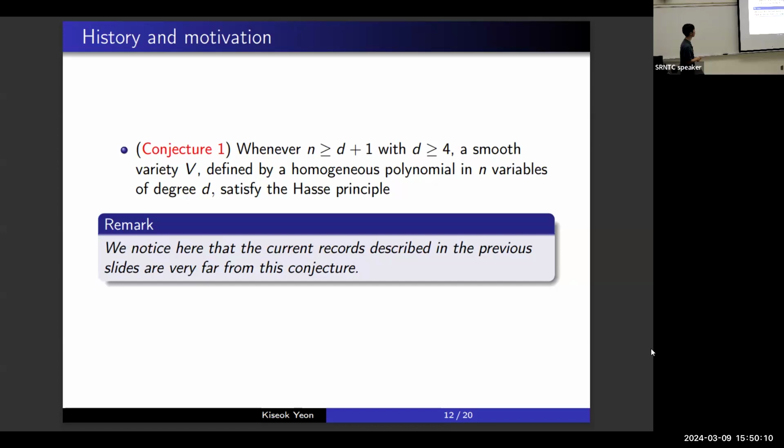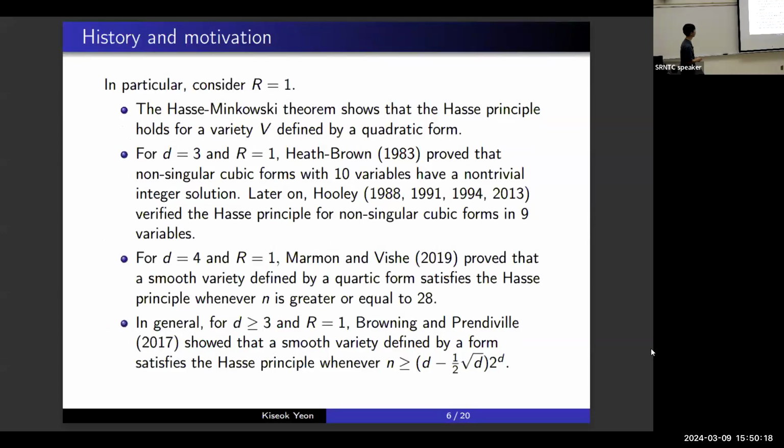You see that our current knowledge is really far from this conjecture, because if you go back to the slide telling the history, and look at the third one, fourth one. Marmon and Vishe require 28 variables, but if conjecture 1 is true, then 5 variables is enough. And in general, Browning and Prendiville require this amount, which is an exponential function in d, but if the conjecture is true, then d plus 1 variables is enough. So it is still very far from the truth.